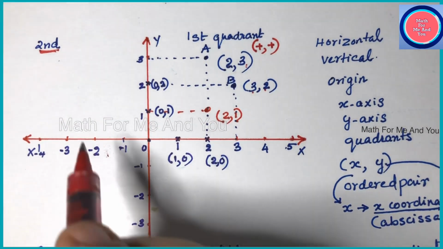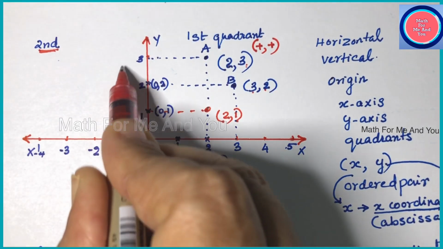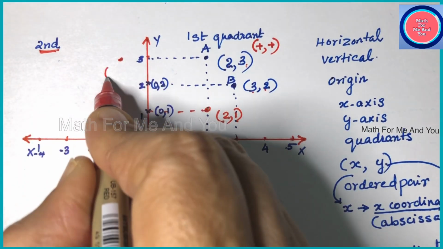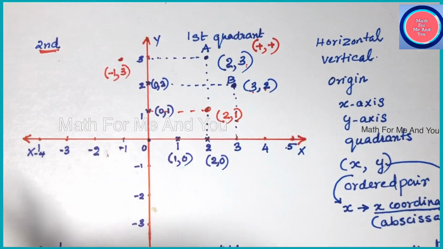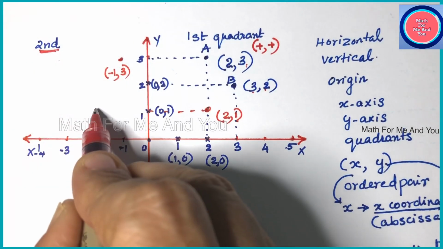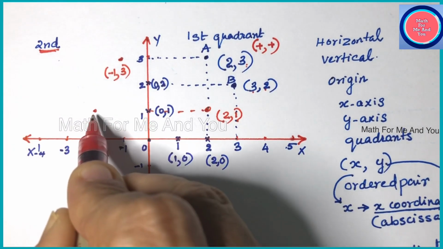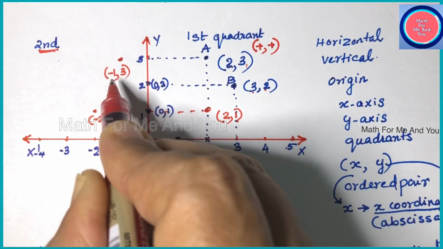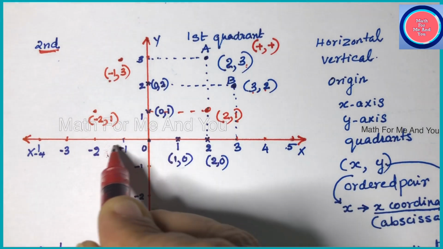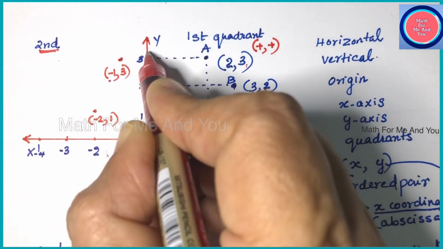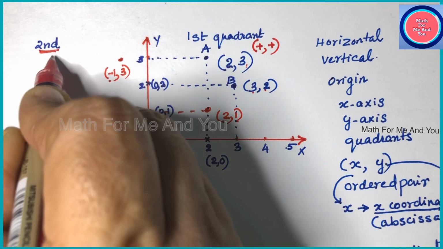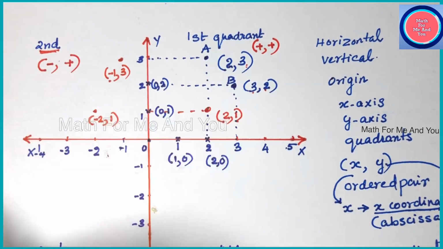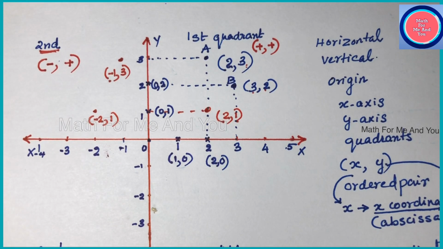What about the second quadrant points? With an example we can see. See, I have marked a point. What are the coordinates of that point? -1 and 3. One more point we can check, and that point is -2, 1. That means whichever points we marked in the second quadrant, x number will be negative, y number positive, because on the left side we can see x axis all negative numbers, y axis positive numbers. So the nature of the point, negative, positive.